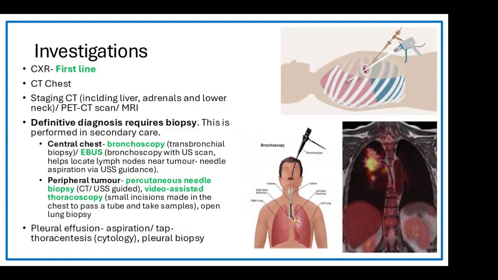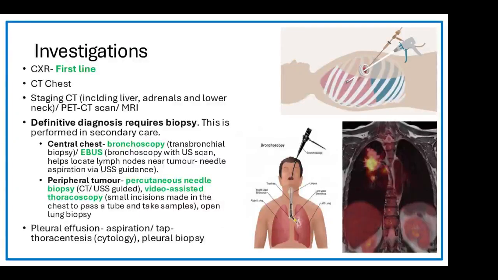Coming back to staging, so once we have a lung mass confirmed, we want to do a staging CT, which includes liver, adrenals, lower neck to stage the extent of the cancer. Sometimes we might want to do a PET CT scan, and that includes injecting basically a radioactive sugar and seeing how the cells take that. Usually with the site of tumor, because the cells are rapidly growing, they have a higher uptake of the glucose and the cancer appears a bit glowy, essentially, on that scan. MRI is uncommon for staging, but may be used if necessary.